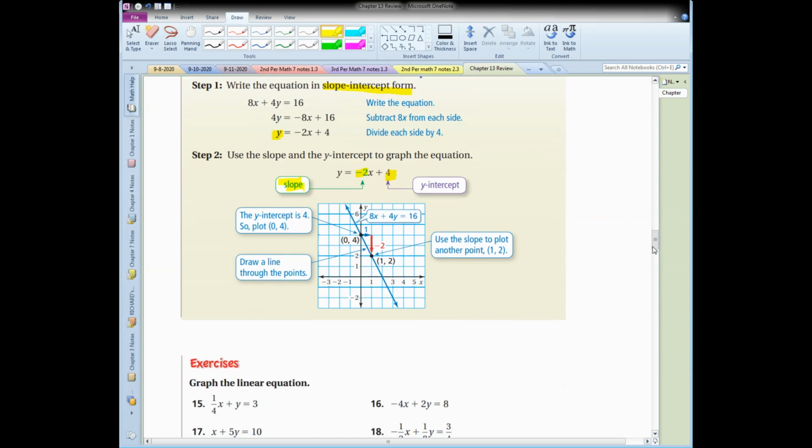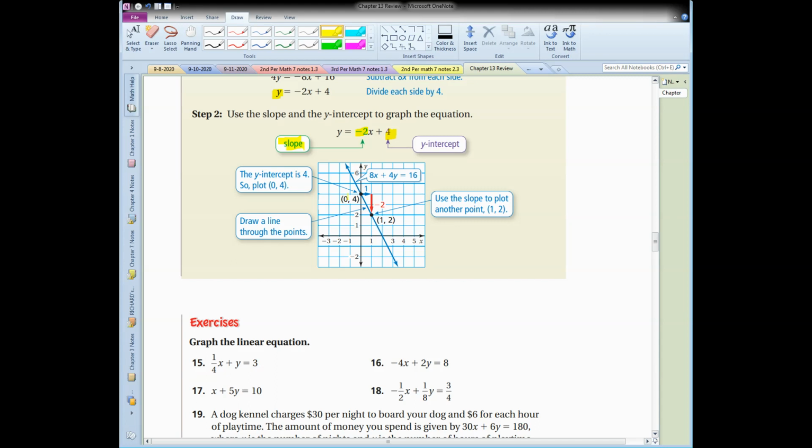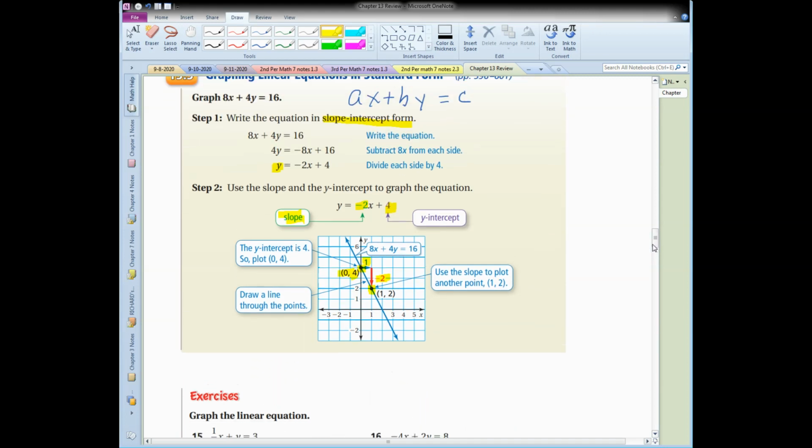Okay, so you can graph it. Here's your y-intercept coordinate right there. And then your rise is -2, and your run is +1. So you can go ahead and graph another point and then connect them, and then you have the graph of the equation 8x plus 4y equals 16.